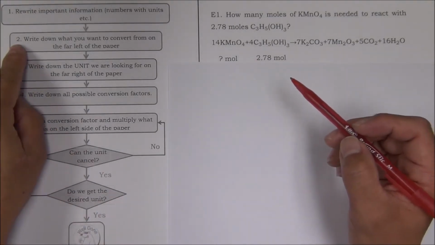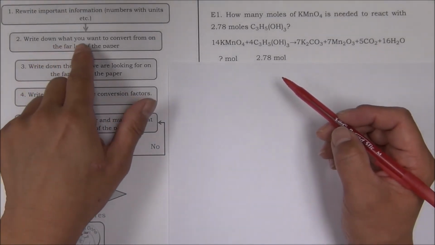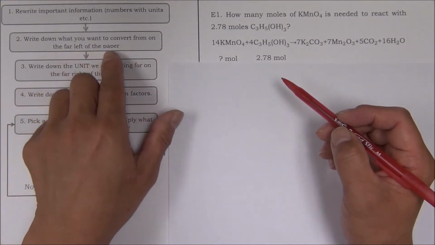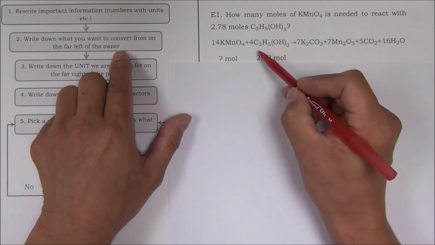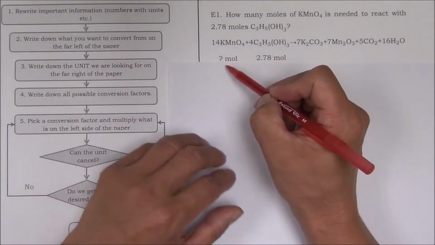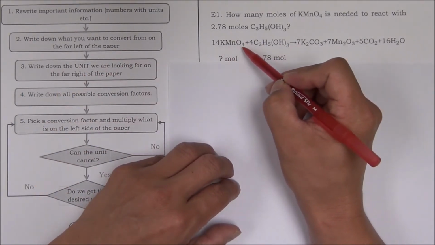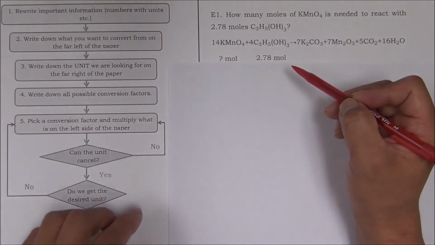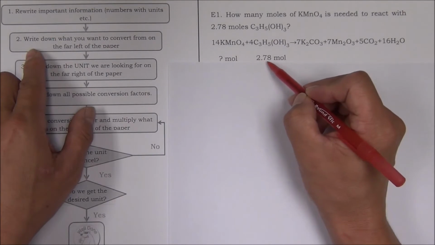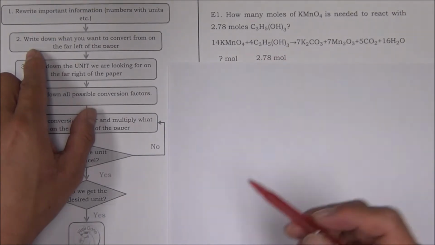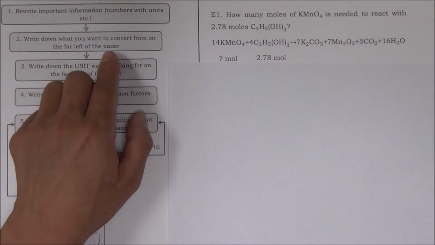Step 2. Put down what you want to convert from on the far left of the paper. We want to convert 2.78 moles glycerol into moles potassium permanganate. According to the instruction in the flow chart, we need to put down 2.78 moles glycerol on the far left of the paper.